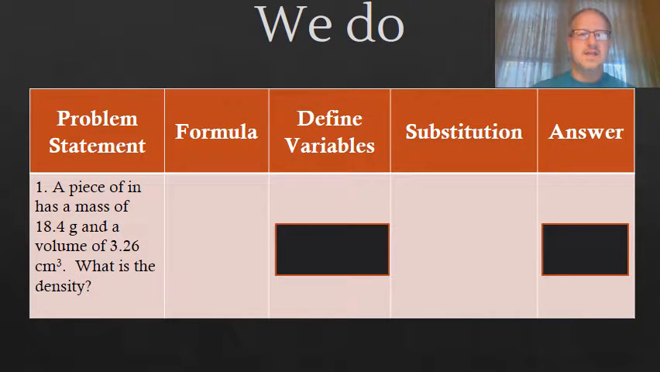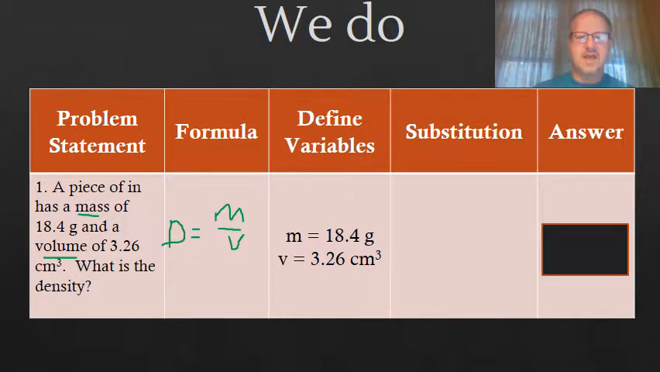Let's take a look at the first problem from your worksheet after the example. It says that a piece of tin has a mass of 18.4 grams and a volume of 3.26 centimeters cubed. What is the density? So we need our formula. We're solving for density, so density equals mass divided by volume. Fortunately, we have a volume and we're given a mass, so we're going to be able to use those as our variables. That gives us M for mass equals 18.4 grams and volume equals 3.26 centimeters cubed. Now we can do our substitution.